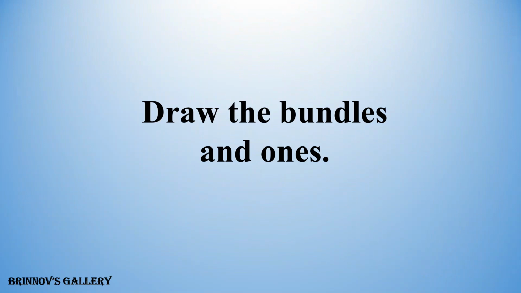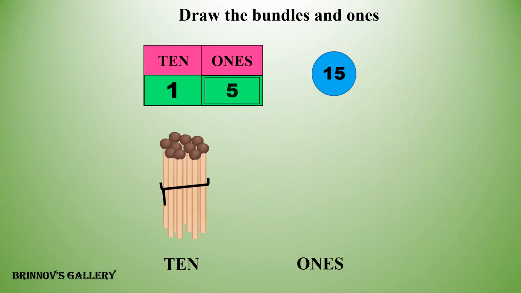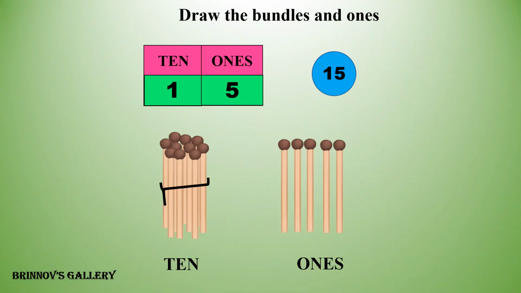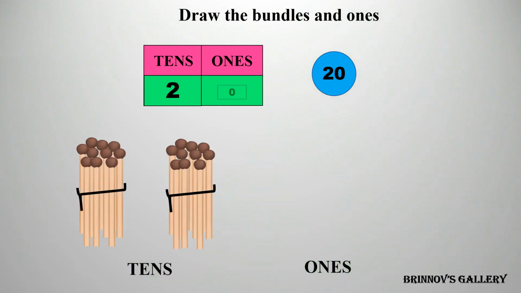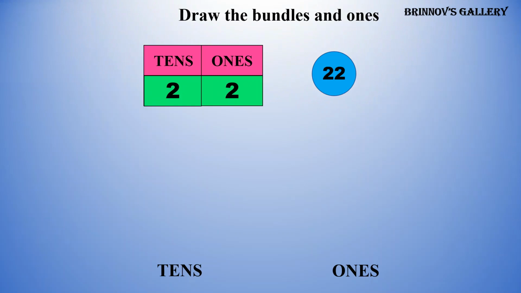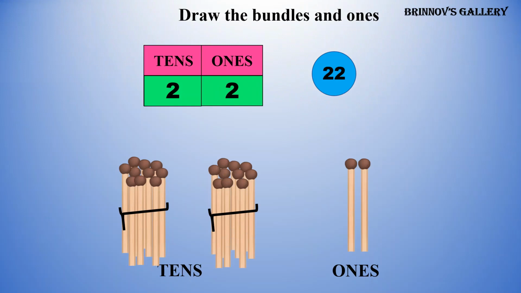Draw the bundles and ones. 1 ten, 5 ones, 15. 2 tens, 0 ones, 20. 2 tens, 2 ones, 22.